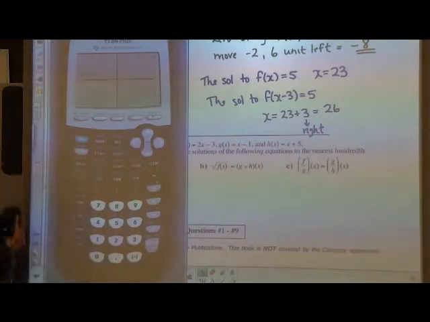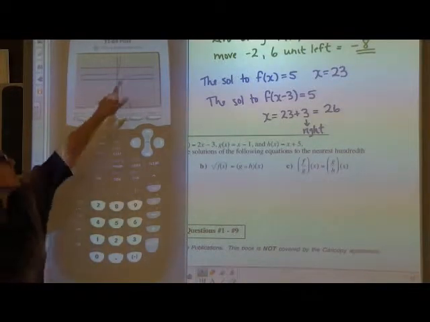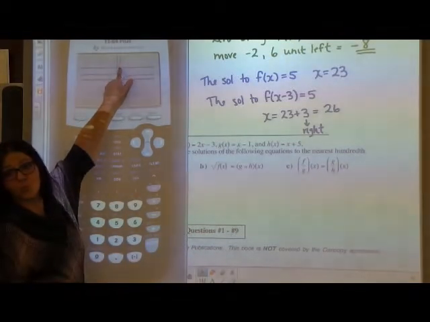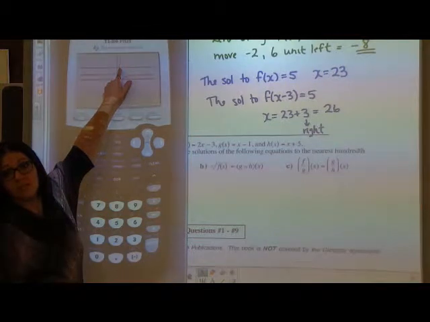Then when I graph this, what point am I looking for this time? Am I looking for the 0? Or am I looking for the intersection point? Intersection, because I have two graphs. So I'd be looking for the intersection, which would still be 0.67.